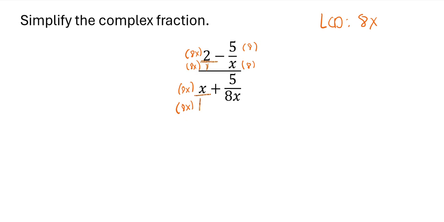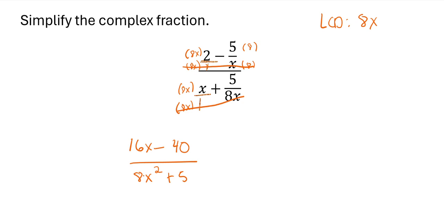Now, the next step will be, now that all my denominators are the same, I can simply go ahead and cancel the denominators and rewrite the numerator. So now I have 8x times 2, that gives me 16x, minus, because I have negative 5 times 8 gives me negative 40. Over 8x times x, that is 8x squared. And then I'm just going to bring down my 5.